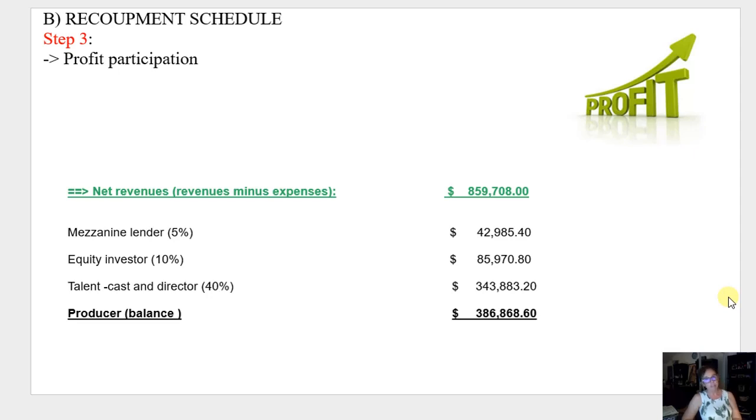So the mezzanine lender is getting 5% of our 100% profit cake, and that's $42,985.40, because that's 5% of $859,708. The equity investor gets 10% of our cake, which is $85,970.80. The talent, meaning cast and director, are getting 40% of our profit, which is $343,883.20, which then leaves for the producer a balance of $386,868.60.